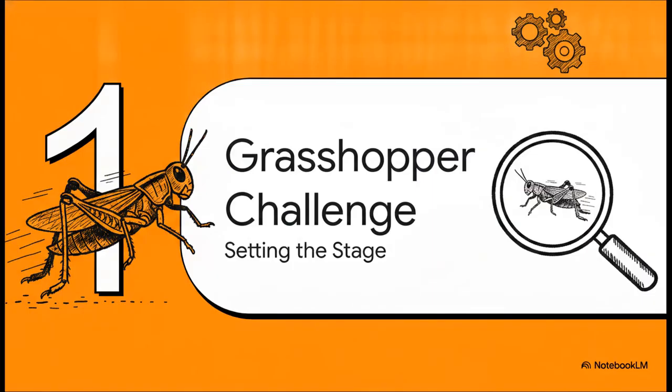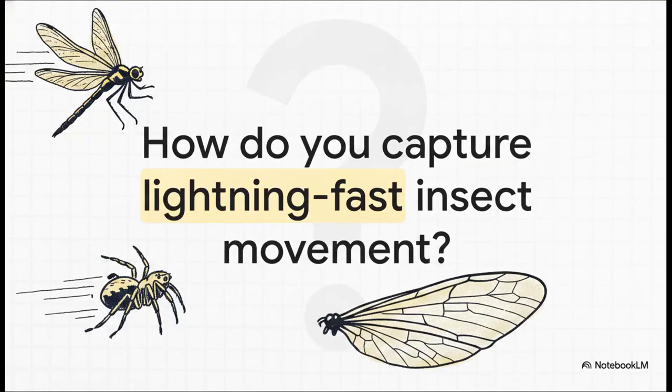The Great Grasshopper Challenge. Setting the stage. To start, we really need to establish the sheer complexity of our core variable here, an insect character. I mean, when you're dealing with a creature this tiny, the basic rules of animation shift dramatically. Put yourself in the director's chair for a second and ask yourself, how do you actually capture the lightning-fast movement, the physical weight, and all those crazy micro details of an insect?